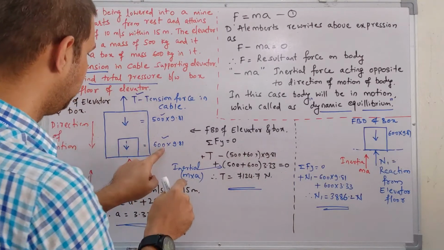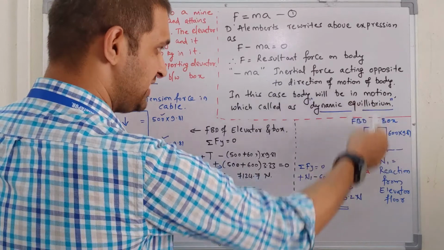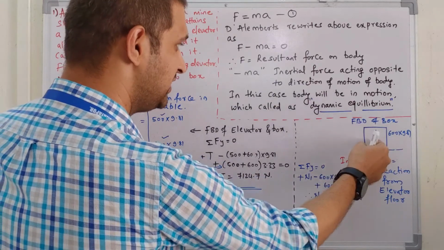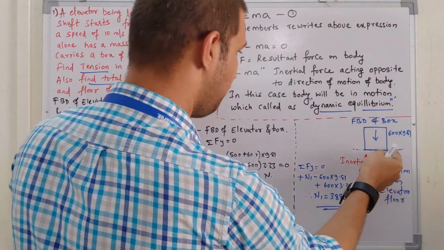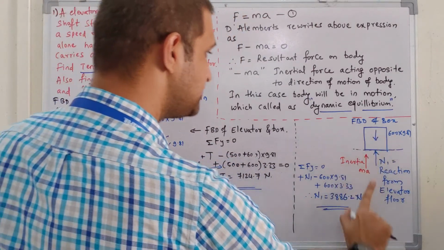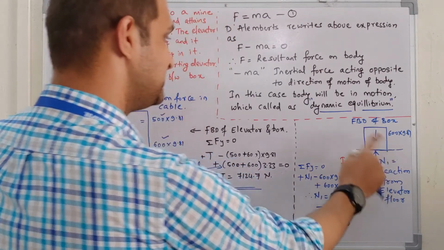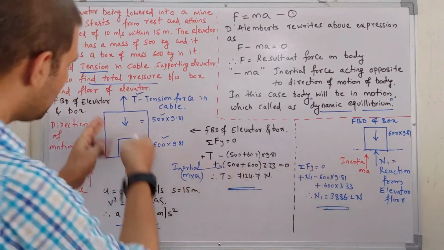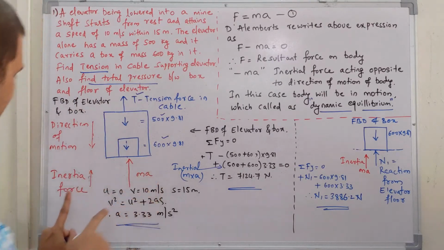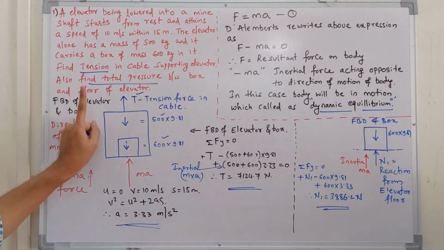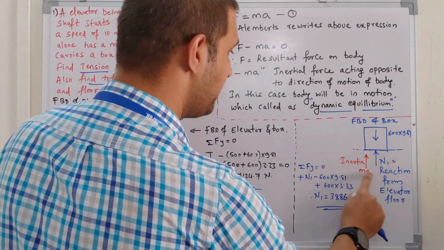The box weight 600 into 9.81 to convert it to Newton, which is acting downward. Self weight is always acting vertically downward. And the reaction from the floor of the elevator to the box is upward and denoted by N1. At the same time we also know that the box is moving along with the elevator. It means it will have an inertial force acting opposite to the direction of motion of the body, which is M into A.